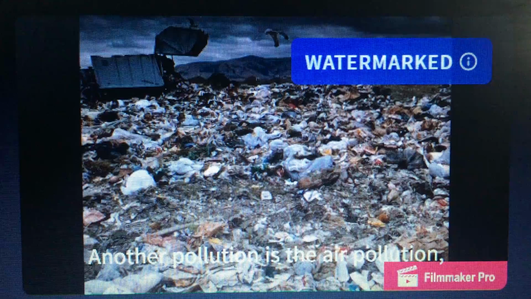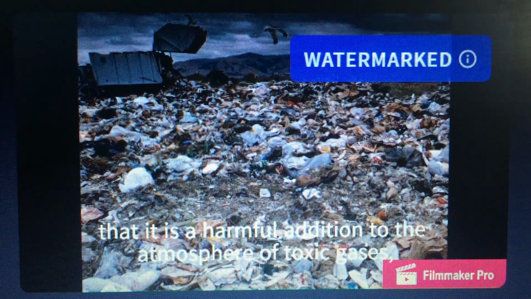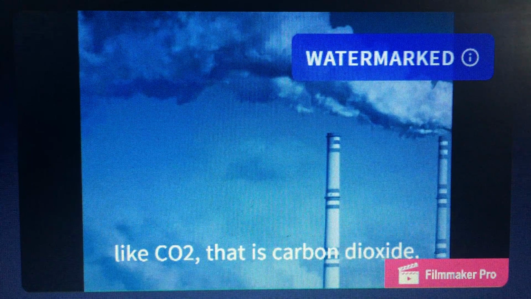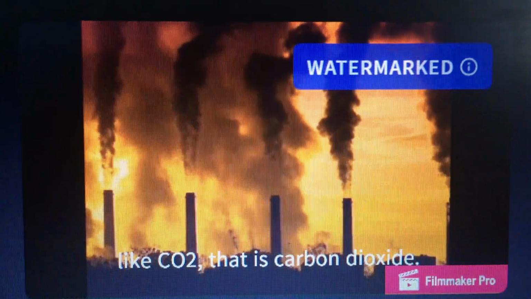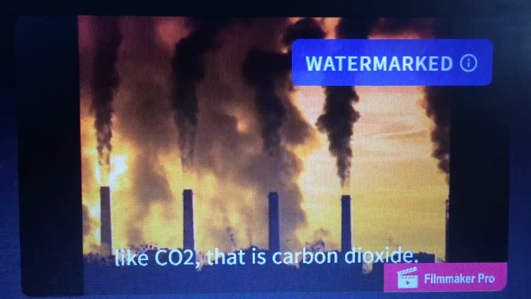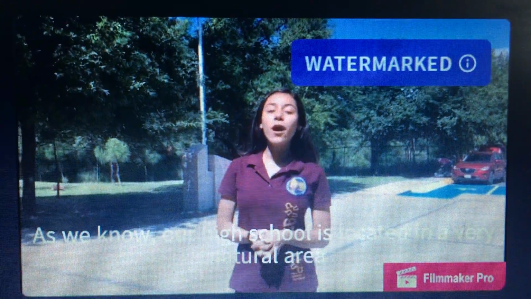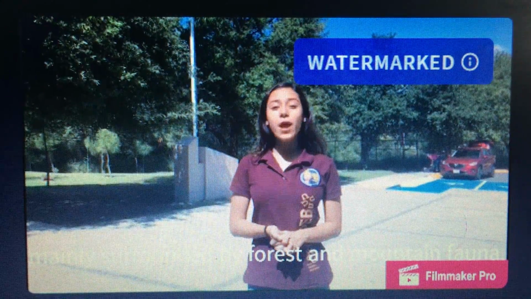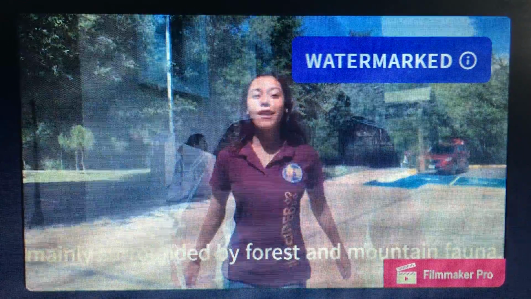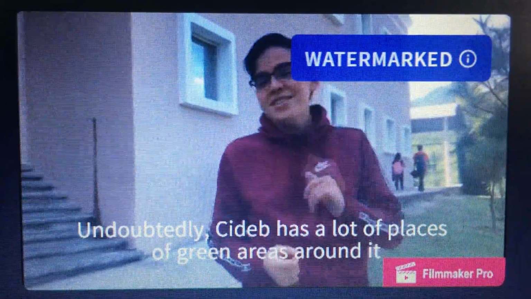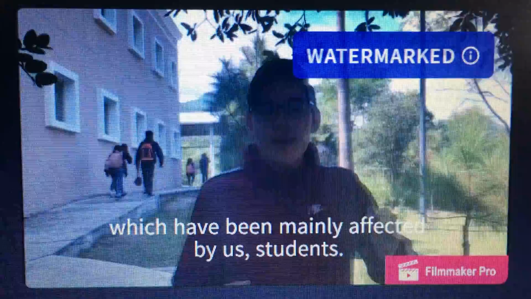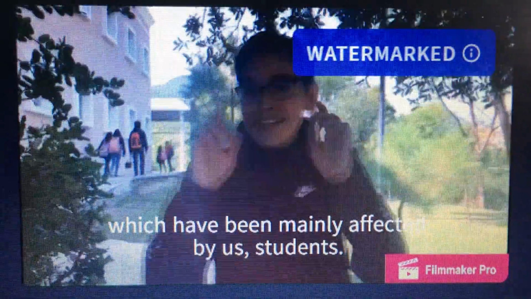Another pollution is air pollution, that is a harmful addition to the atmosphere of toxic gases like CO, that is carbon monoxide. As we know, our high school is located in a very natural area, mainly surrounded by forest and mountain fauna. Undoubtedly, CDEP has a large area of green areas around it, which are mainly affected by us students.